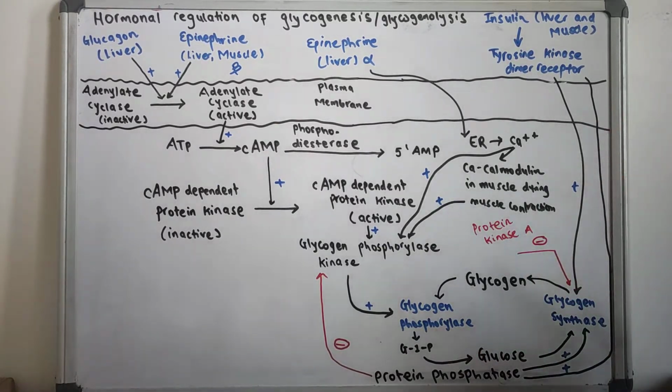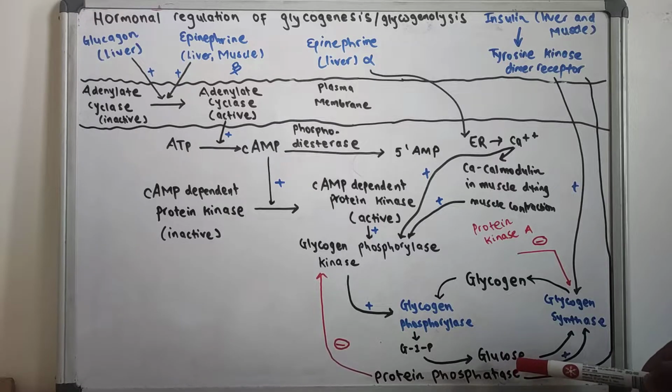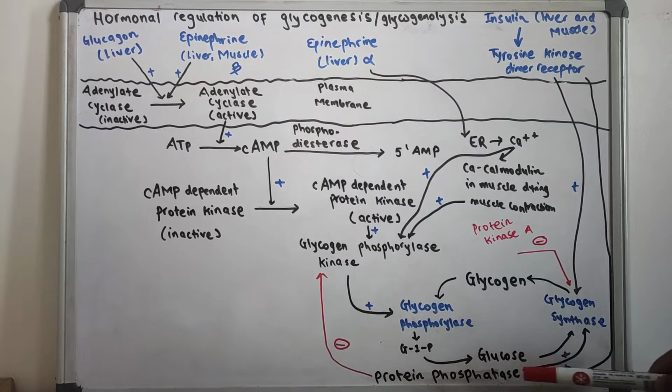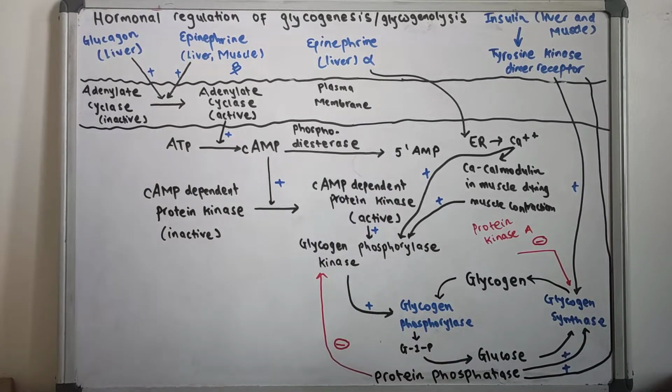Before starting this hormonal regulation of glycogen metabolism, I want you to know those steps in detail. So in brief, glycogen is converted into glucose by the action of glycogen phosphorylase, whereas glucose is converted to glycogen with the help of the enzyme glycogen synthase. So I want you to think this way.